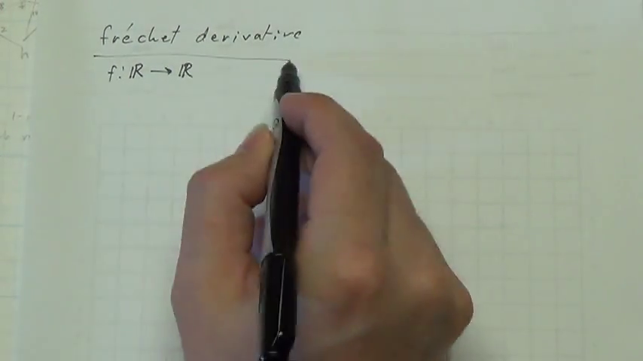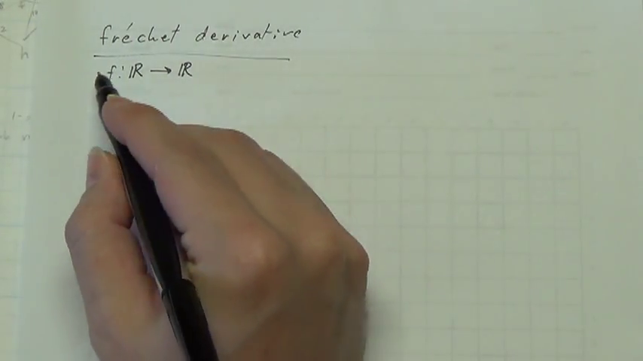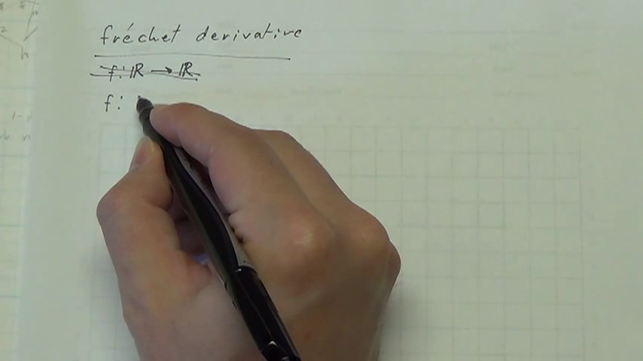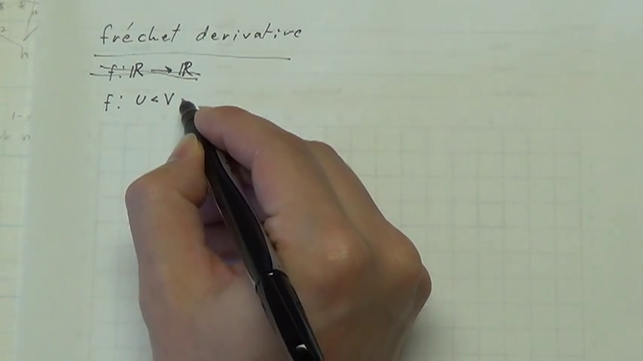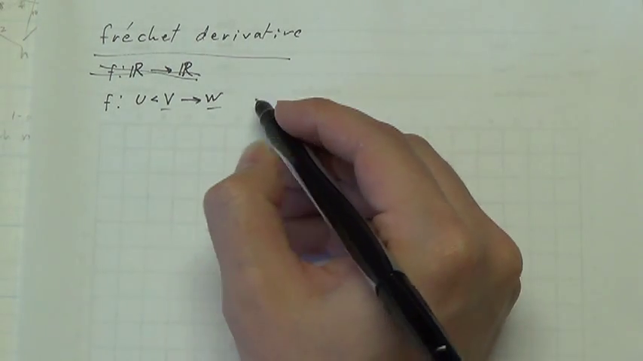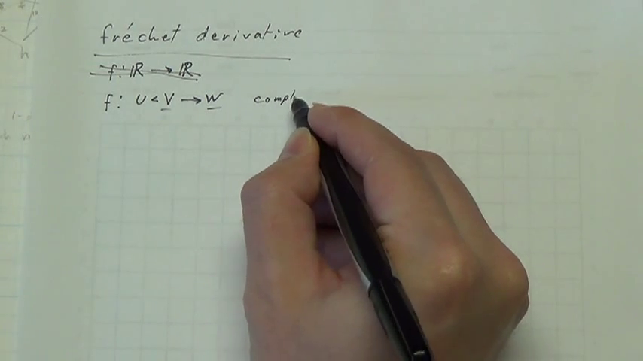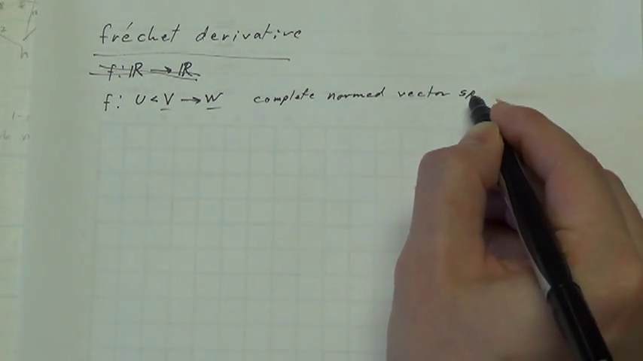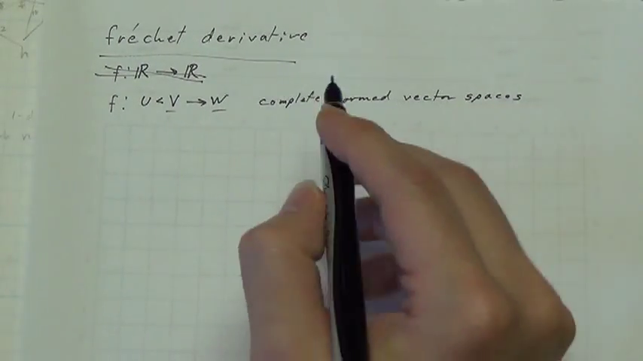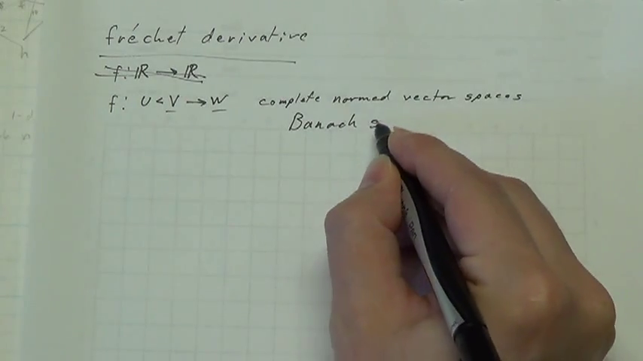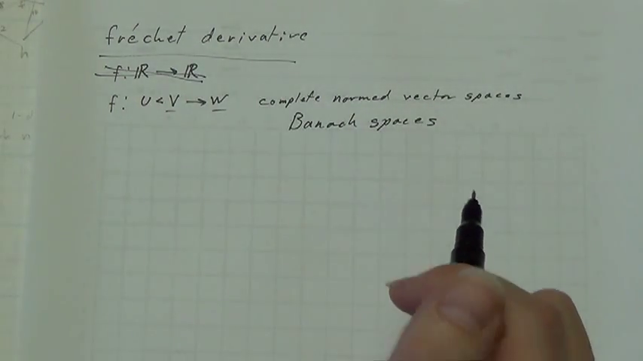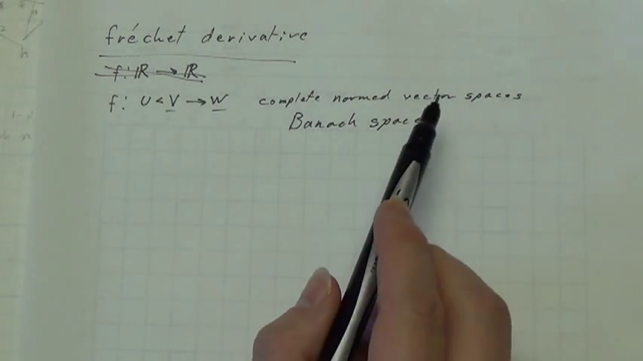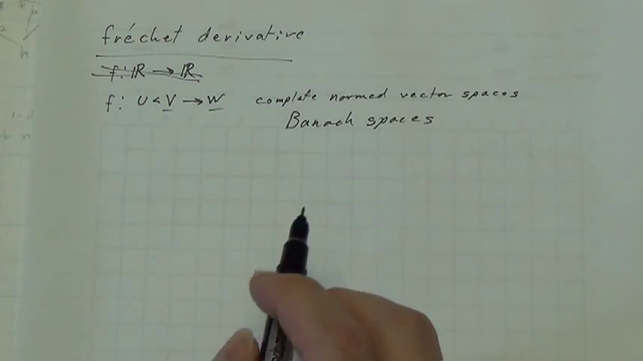Well, the Fréchet derivative is a generalization of the derivative that instead of just being something from the real line to the real line, works on any function from a subset of some space V to another space W, where V and W are complete normed vector spaces. Those are called Banach spaces. Don't worry too much about what that means. It's just very general. As an aside, what do you call a complete normed vector space that's yellow? Well, you call it a Banach space.